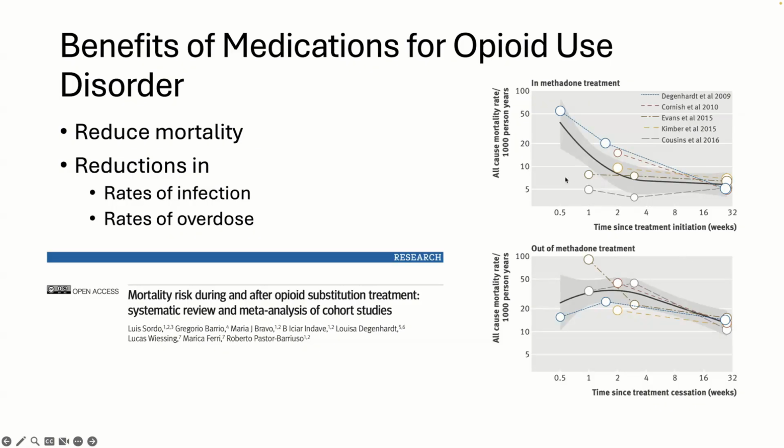So as you can see in the chart at the top here, while these patients are in treatment, the overall all-cause mortality rates are much lower as compared to when they're out of treatment. From a perioperative perspective, this can be important to be aware of, and to know the importance of these medications and the impact that they have on these patients.